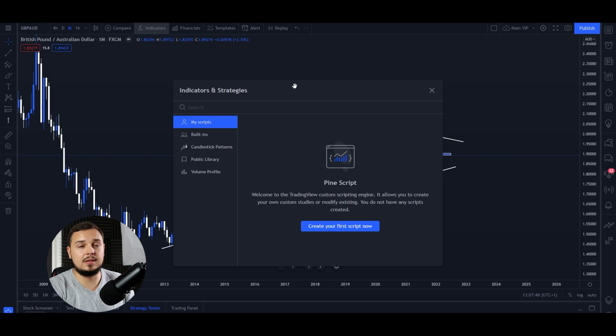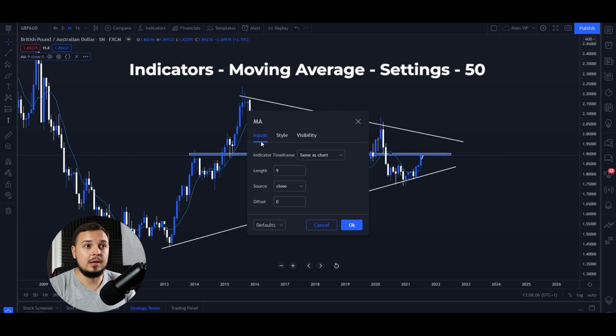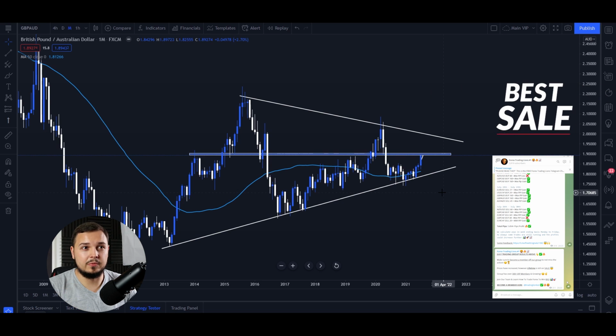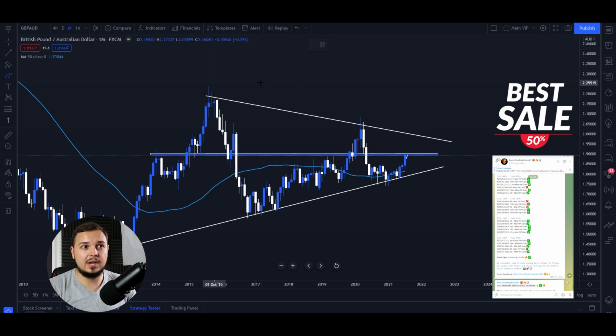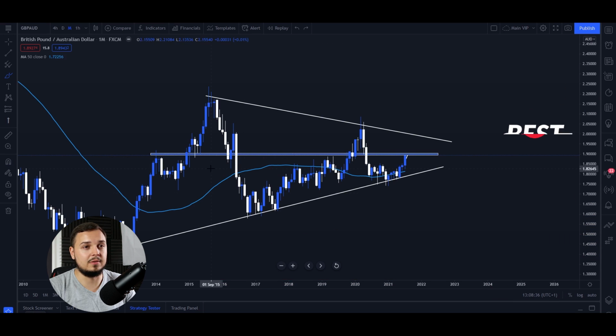So I go inside indicators, type in the moving average, go to the settings icon, inputs, length of 50, and click OK. Now, once you have this moving average line, this is all you will need from the moving averages, right? So price action wise, as you can see, is trending towards the downside, and it's also trending towards the upside, right? Simple as that.